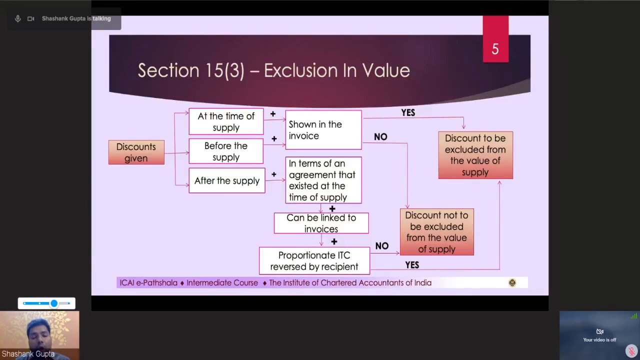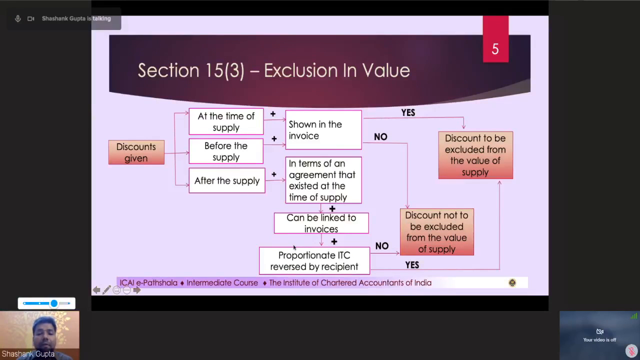And the option that the government has given is, if any discount is given after the supply, then the condition is there should be a pre-existing agreement. That is, this arrangement that if you achieve 10 crore rupees of target, additional 10% discount will be given. There should be an agreement to it, a pre-existing agreement, right before the first supply. The agreement can be oral, it can be written, over the mail, or a proper contract. It is advisable to have a proper written agreement.